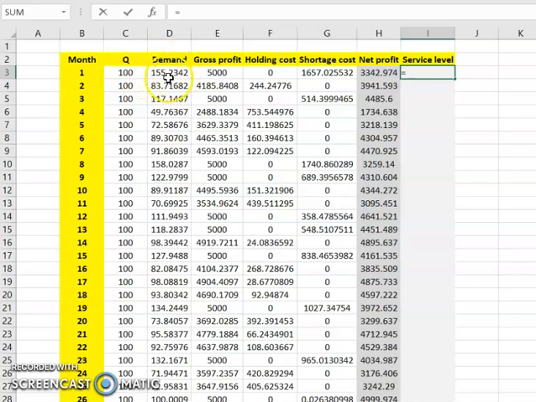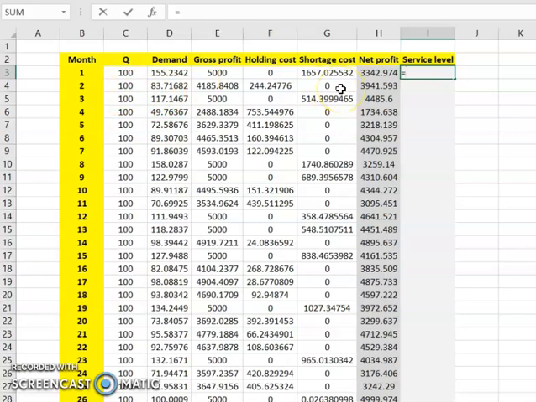Why? Because demand is greater. So if we want to put that on the situation, for example, for here, it is 100 over 155. That would be the service level. The demand is 155, but the Q is 100. Here, the demand is 83 and Q is 100. The service level is 100.